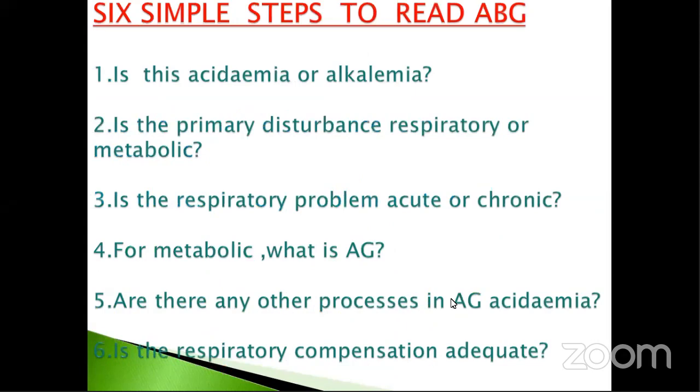And this is the last slide, how to read the ABG, 6 simple steps. Number 1, is this acidemia or alkalemia? Is the primary disturbance respiratory or metabolic? Is the respiratory problem acute or chronic? For a metabolic disorder, calculate the anion gap. And are there any other processes in anion gap acidemia? And question number 6, is the respiratory compensation adequate?